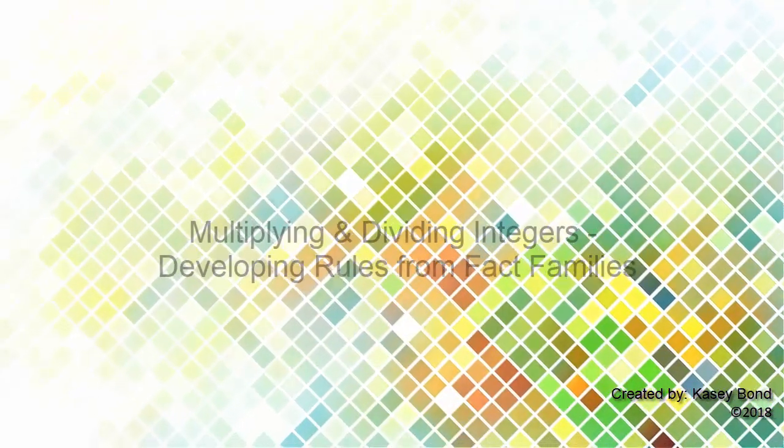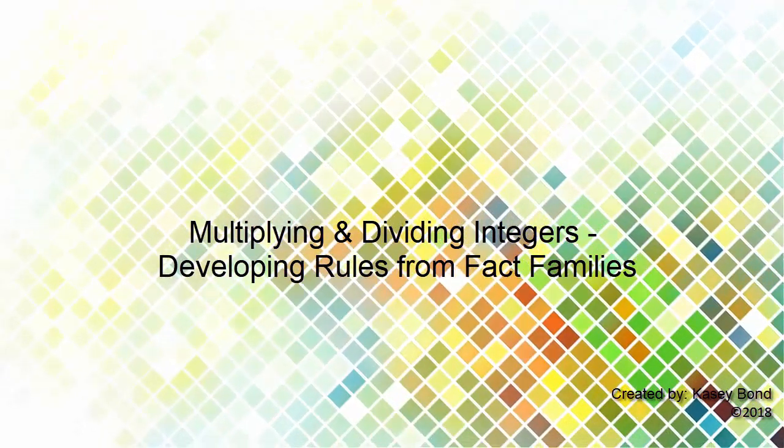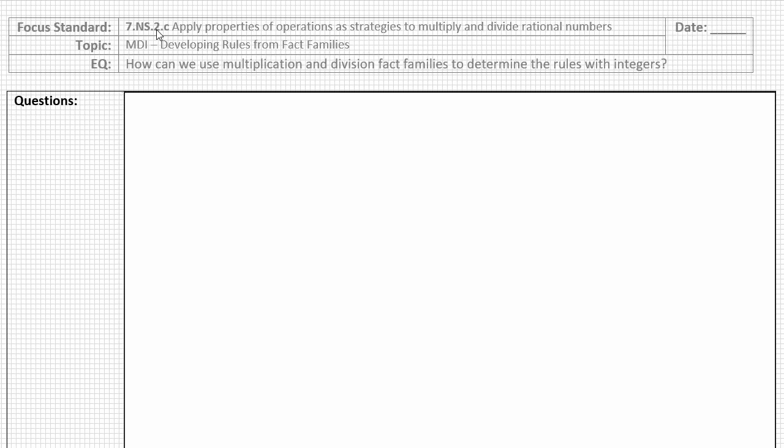For today's lesson, our focus standard comes from Grade 7, Number Systems, Standard 2C. Apply properties of operations as strategies to multiply and divide rational numbers. Our topic comes from multiplying and dividing integers, developing the rules from fact families. Our essential question is, how can we use multiplication and division fact families to determine the rules with integers?